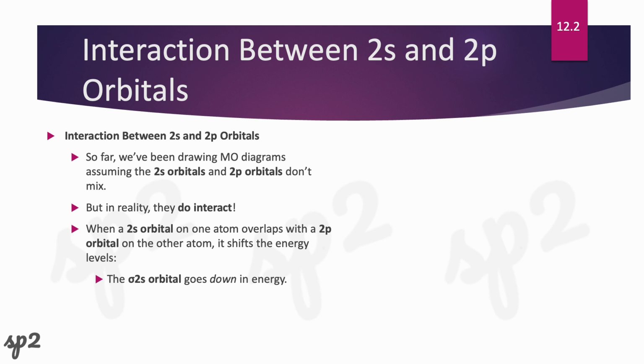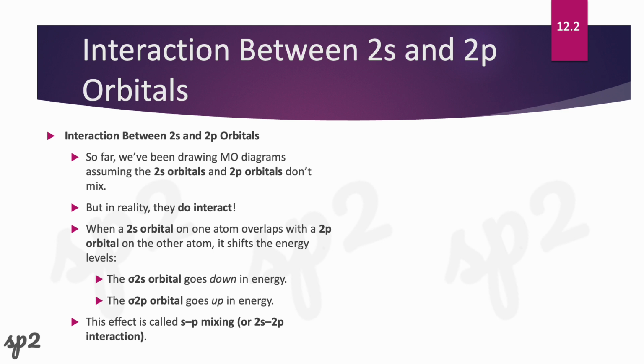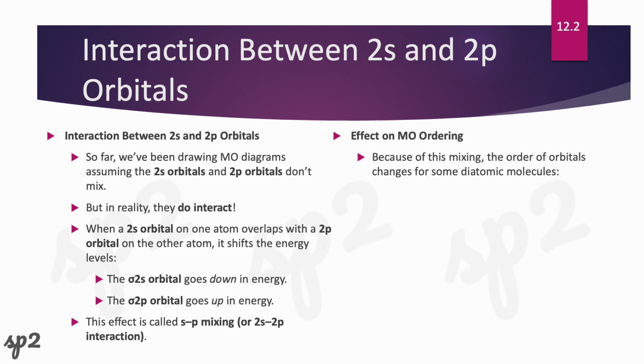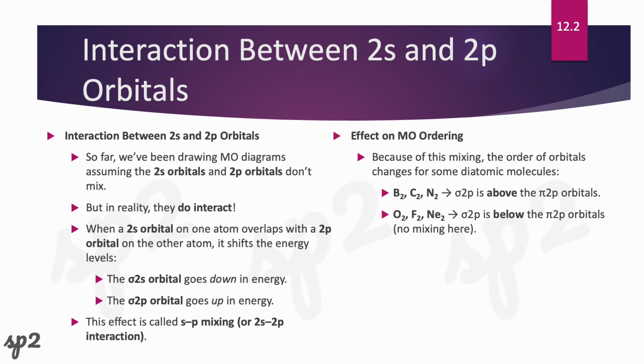The sigma 2s orbital goes down in energy, more stable. The sigma 2p goes up in energy, less stable. This effect is known as sp mixing or the 2s2p interaction. Now, how this is affecting the molecular orbitals depends on the size of the atoms. For boron, carbon, and nitrogen, the sigma 2p is above the pi 2p orbitals, right? So that means we do have this mixing. But for oxygen, fluorine, and neon, the sigma 2p is below the pi 2p orbitals. So there's no mixing here.